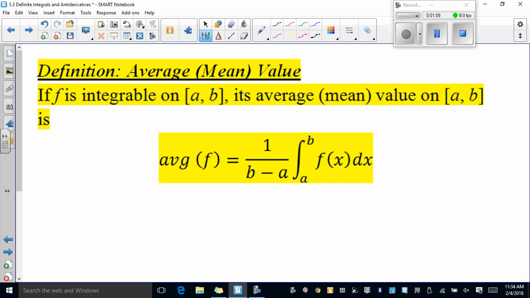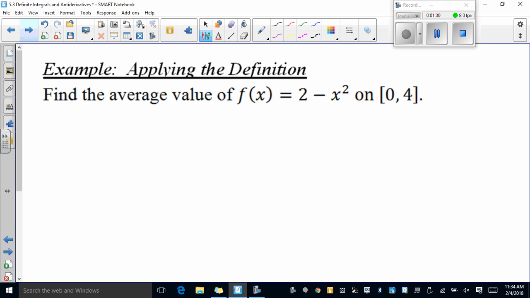So on this one here, they're asking you to apply the definition. Now, since you do not know how to do derivatives or antiderivatives yet, we're going to use calculators on these completely through and through, but we can still set it up. So it's going to be 1 over b minus a times the integral of a to b of f of x dx.